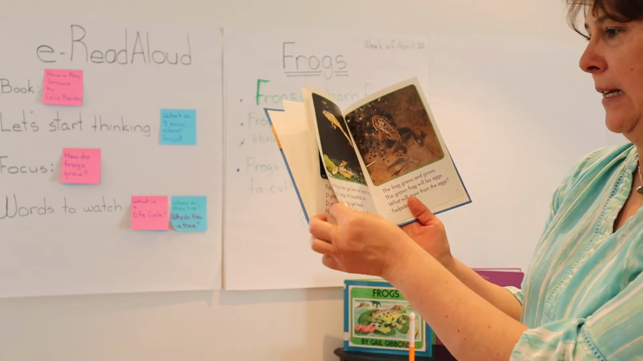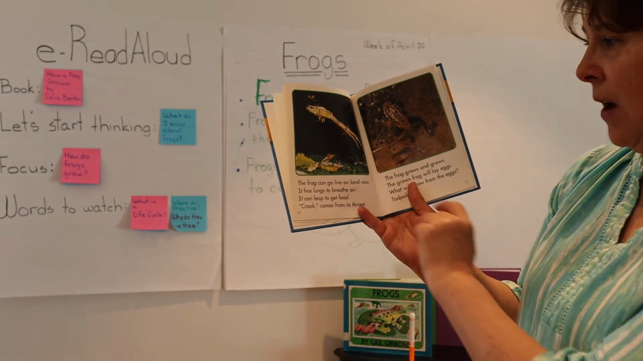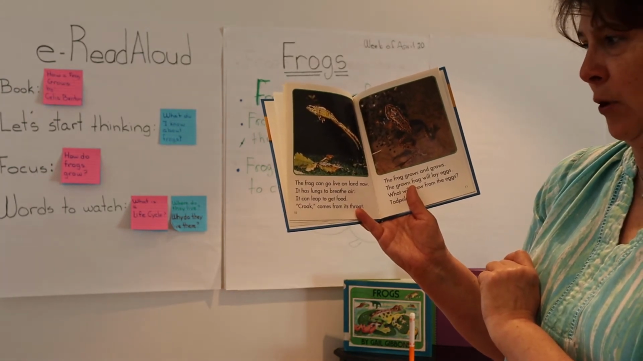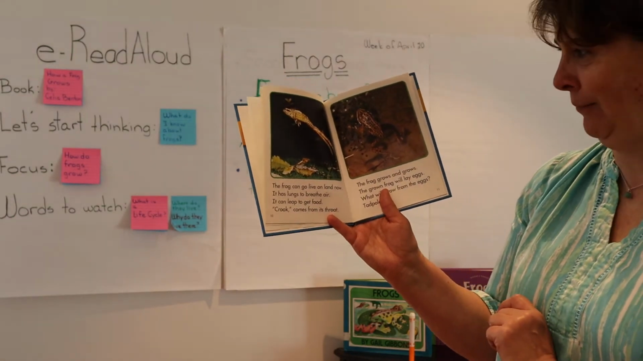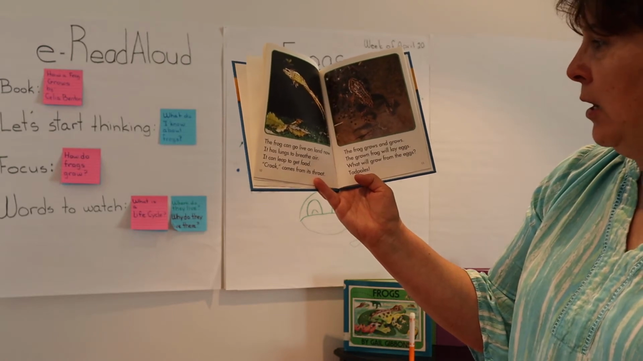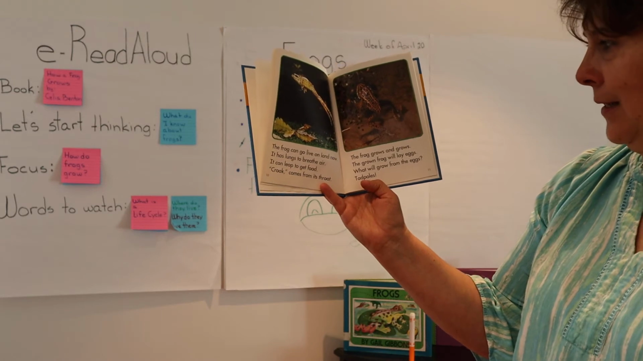So, let's keep going. When it finally becomes a frog, right? The frog can go live on land now. It has lungs to breathe air. It can leap to get food. Croak comes from its throat. The frog grows and grows. The grown frog will lay eggs. What will grow from the eggs?